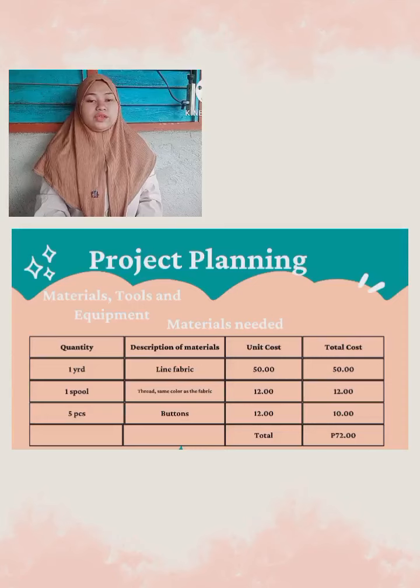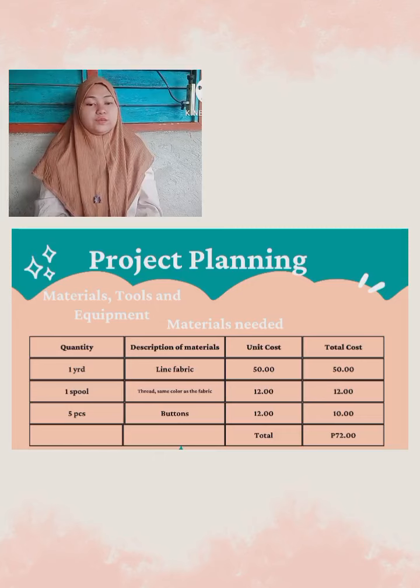So we have here a quantity of 1 yard of linen fabric, one spool of thread the same color as the fabric, and 5 pieces of buttons, and we also have to identify how much it could cost and the total cost. So the 1 yard of fabric costs 50 pesos, one spool of thread costs 12 pesos, and the 5 pieces of buttons cost 10 pesos. So the total cost is 72 pesos. And what we are going to make here is a collarless and sleeveless shirt.